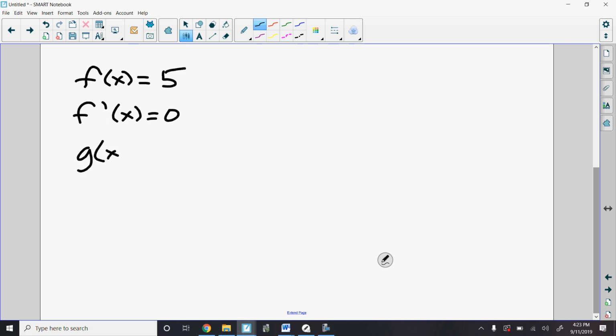What if g of x was -2? What would g prime of x be? Well, once again, this is a horizontal line. So the slope of a horizontal line would always be 0. G prime of x equals 0.